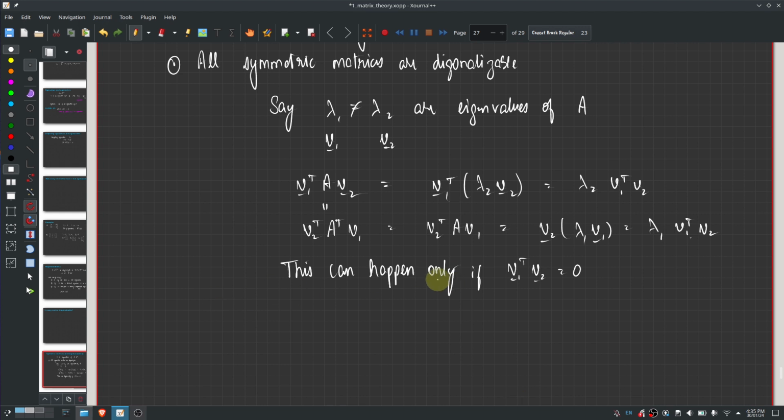So what this implies is that eigenvectors corresponding to distinct eigenvalues are orthogonal.